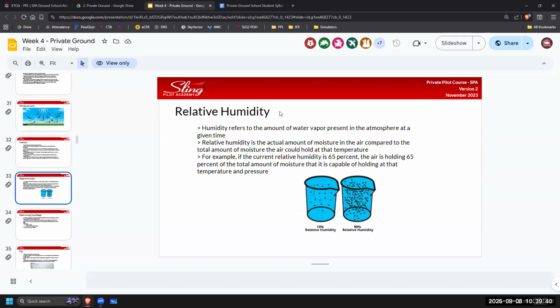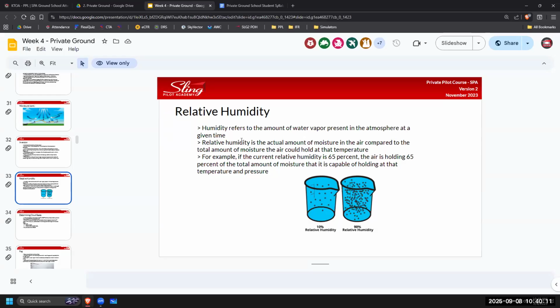From that, we can get to relative humidity. So we already touched on this a little bit, but it's water vapor present in the atmosphere at any given time. So relative humidity is the amount of moisture in the air compared to the total amount of moisture the air can hold at that temperature, right? So they have a little picture of the molecules inside of a cup. 10% relative humidity versus 90% relative humidity.